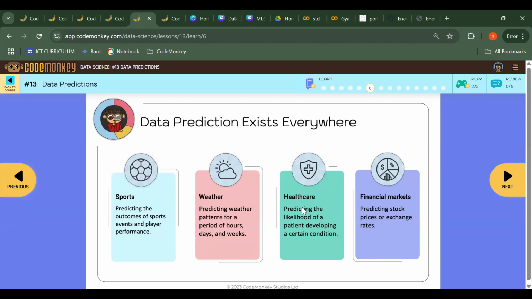In healthcare, data prediction is used to predict the likelihood of a patient developing certain medical conditions. It can help in early diagnosis, so you can start preventing those diseases and personalize treatment plans.